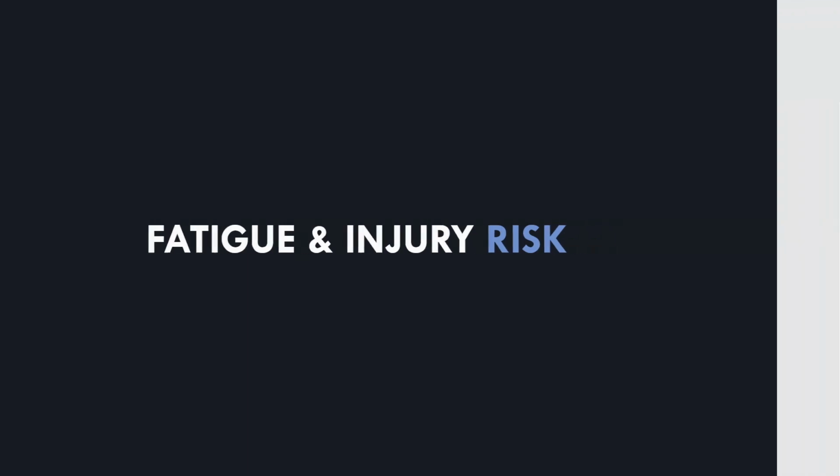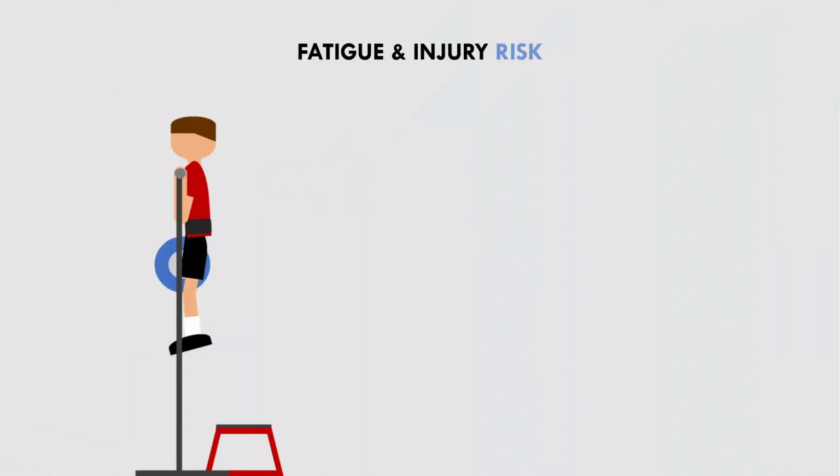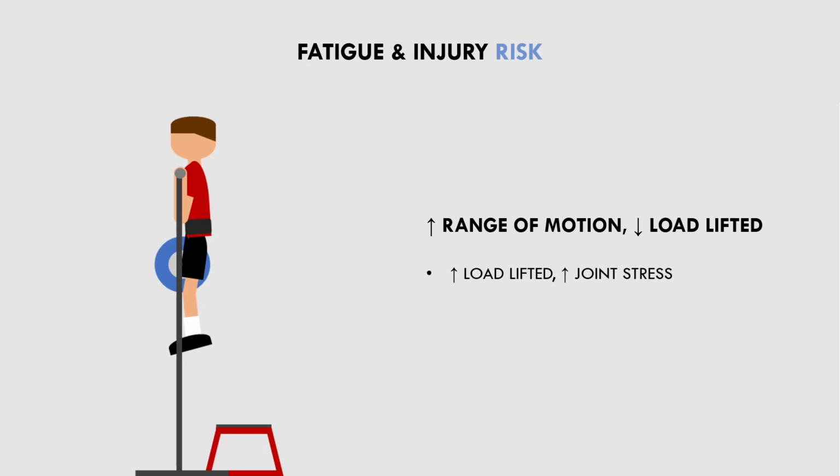When training with a larger range of motion, we cannot handle the same load as if we were to reduce the range. For example, we can lift more weight if we only take a bench press halfway down to our chest compared with full range where we touch the chest. Therefore, each repetition of partial range requires more load to be lifted. This will likely result in greater joint stress with every repetition performed and also greater systemic fatigue.